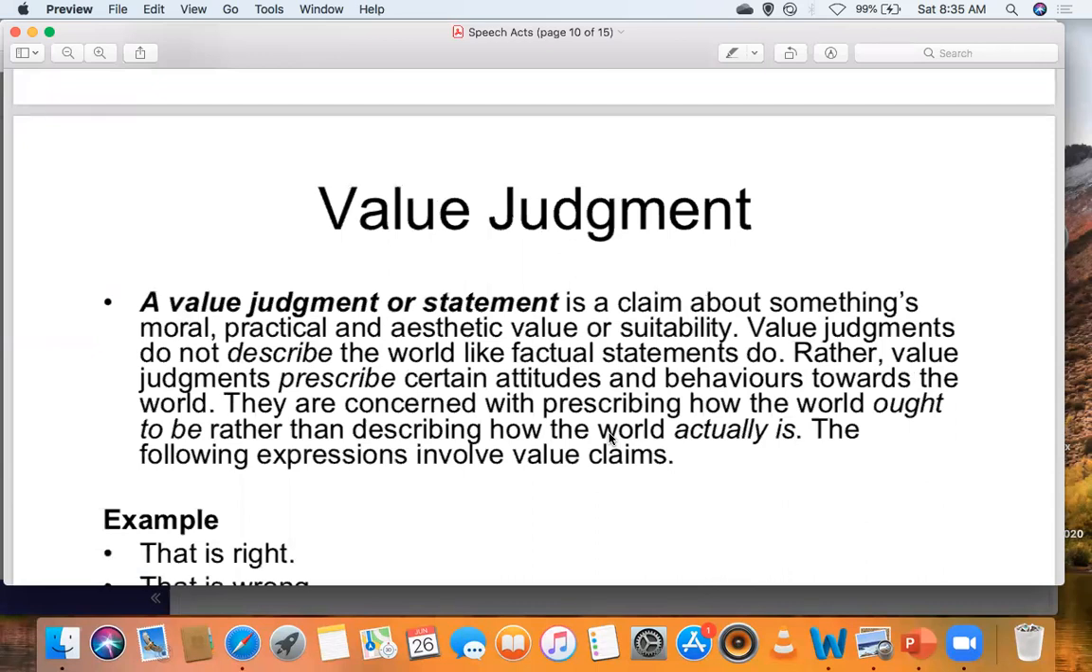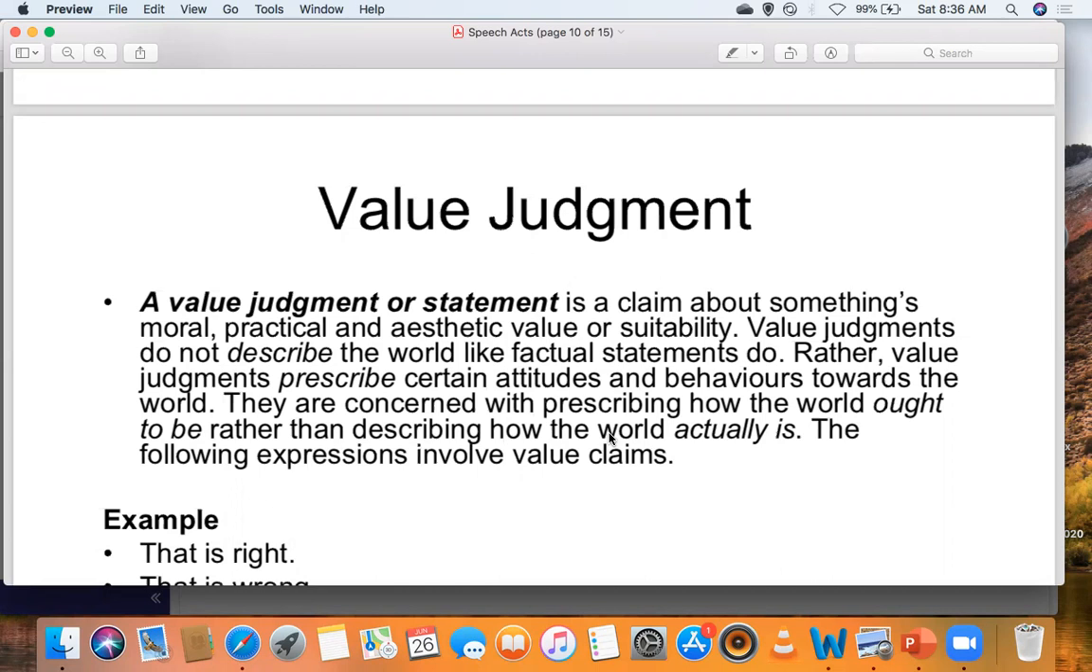Then we have value judgment. A value judgment or statement is a claim about something's moral, practical, or aesthetic value or suitability. Value judgments do not describe the world like factual statements do. Rather, value judgments prescribe certain attitudes and behaviors towards the world. They are concerned with prescribing how the world ought to be rather than describing how the world actually is. Value judgments are about our values, what we think should be right or wrong, good and bad, and all those things.